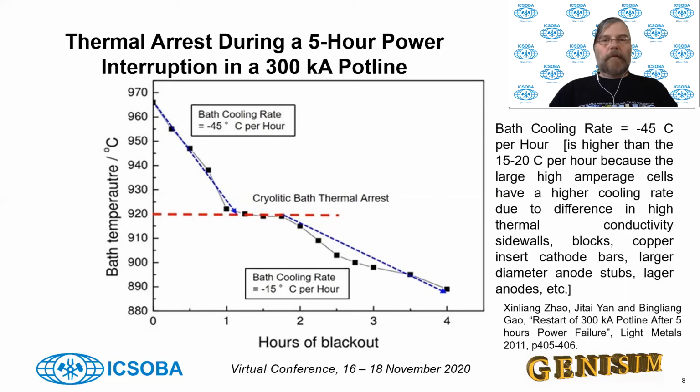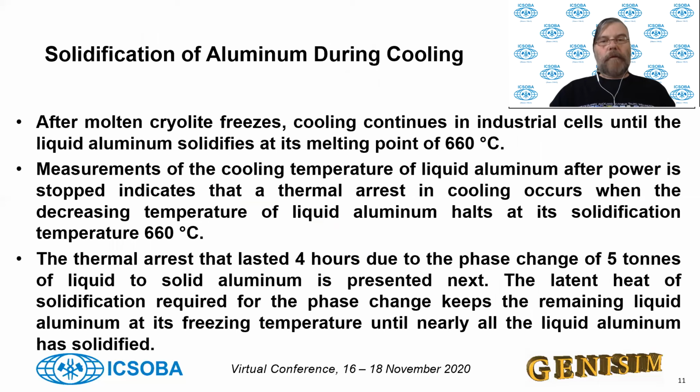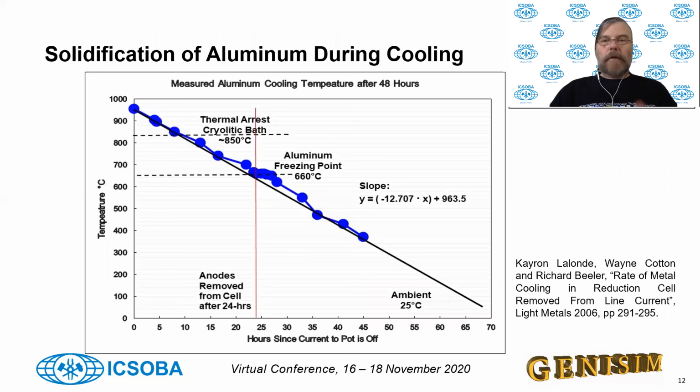Because that pot line was restarted after 5 hours, they did not observe the thermal arrest of the metal. That was observed in another set of measurements done by Reynolds, and this is the recorded reference. It took about 24 hours for the thermal arrest of the metal to occur, and it lasted 4 or 5 hours at about 660 Celsius. So this is an important physical aspect of the cooling down. There are 2 thermal arrests occurring during the 2 phase changes.